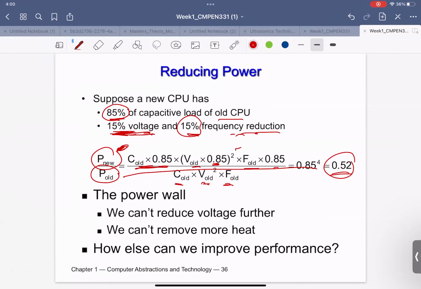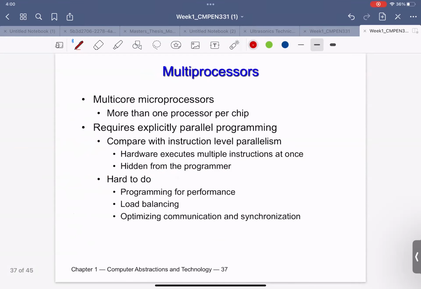Nevertheless, we can't reduce the voltage further, so there is still a bottleneck or threshold that I can't actually go beyond. So we can't remove more heat. So how can we improve the performance in this case? One of the options is the multiprocessor. So we can have a multi-core microprocessor, then it might enhance the performance.